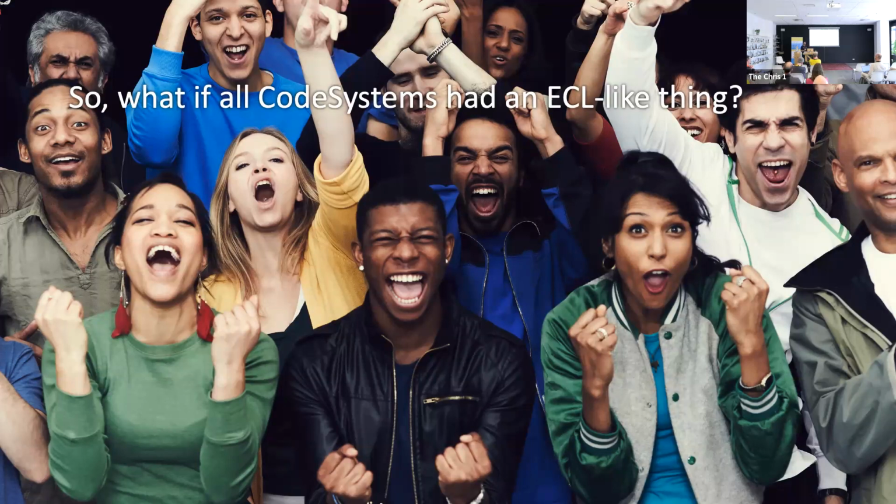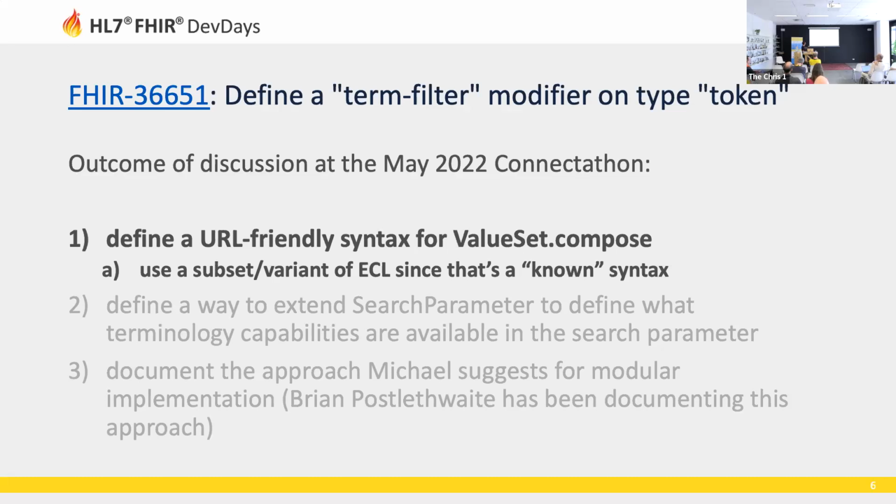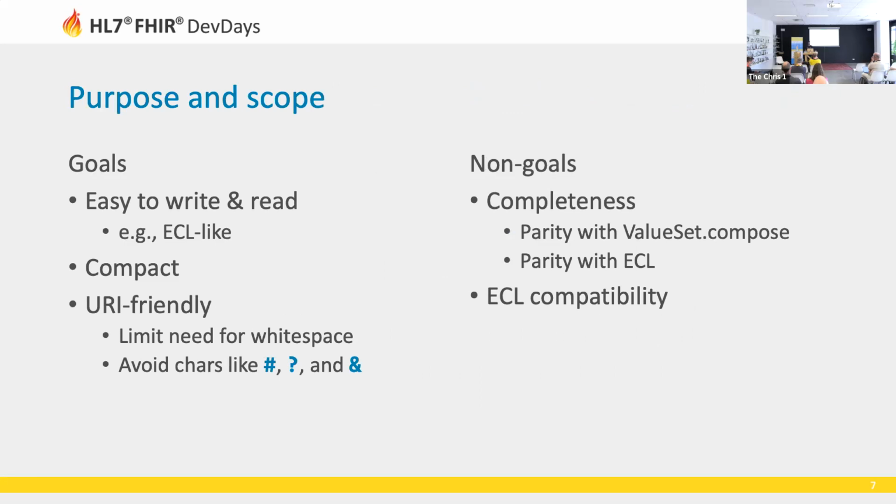Well, almost. So there was another conversation that led to a FHIR ticket. This was around term filtering. So one of the things you can't do in a value set at the moment is actually constrain on the descriptions or the designations associated with a code. So this was another gap. There was a discussion at the May 2022 Connectathon, and there was a set of outcomes. And the key thing was a URL-friendly syntax for value set compose that uses a subset variant of ECL. And so that's where we went.